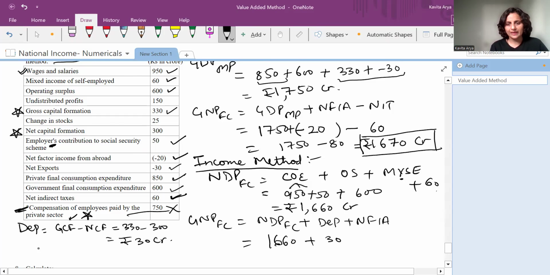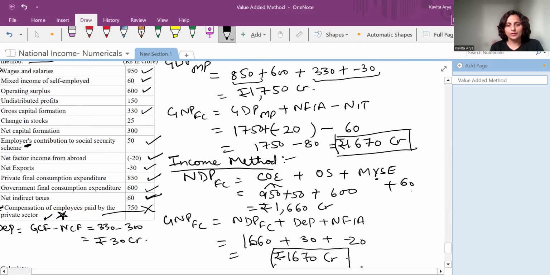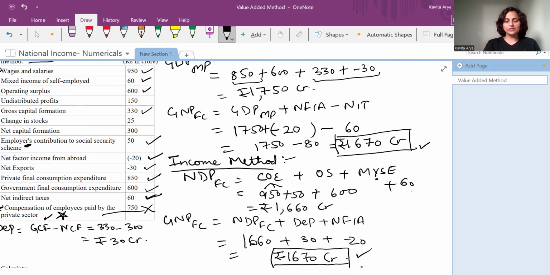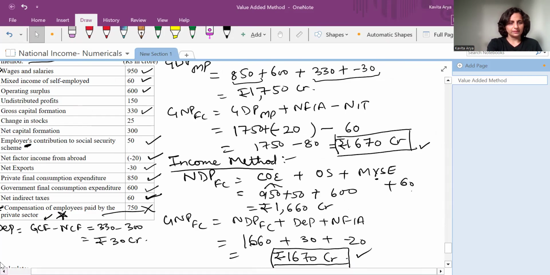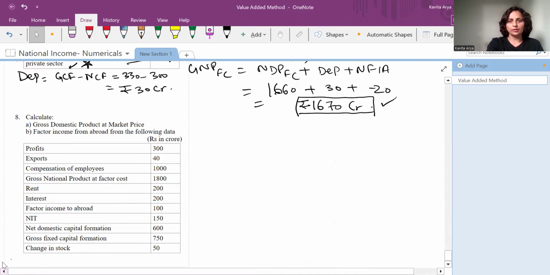So I'm writing here. Plus NFIA, net factor income from abroad, minus 20. So what do I do? 1690 minus 20 is 1670. And it looks so good that we got the same numerical value from both the methods. That gives the confirmation, yes, this is done correctly. Right. So let's proceed and move towards the last question of the ongoing session here.